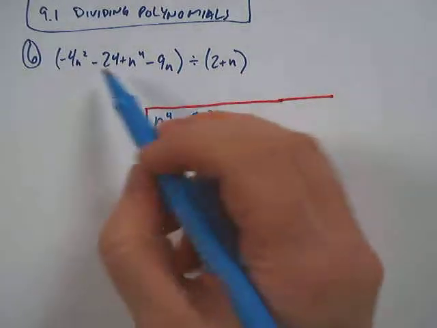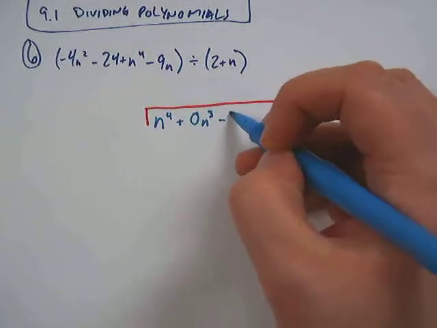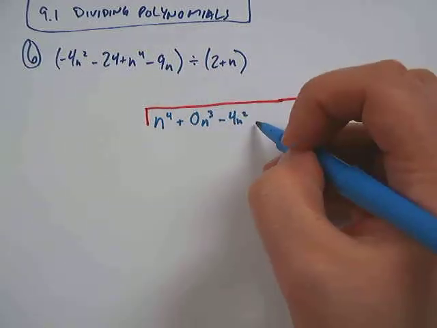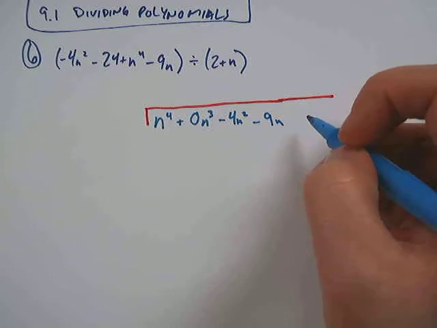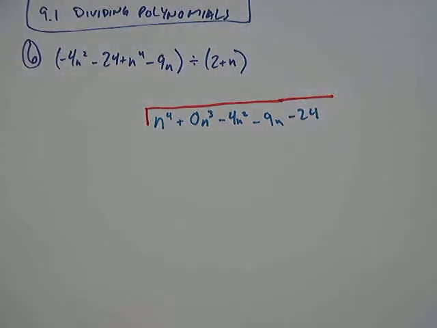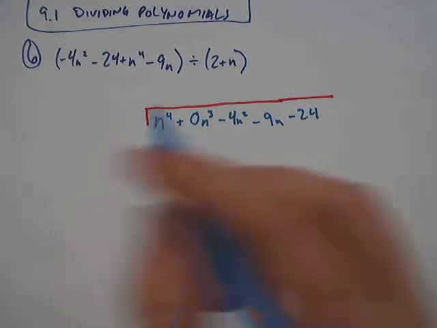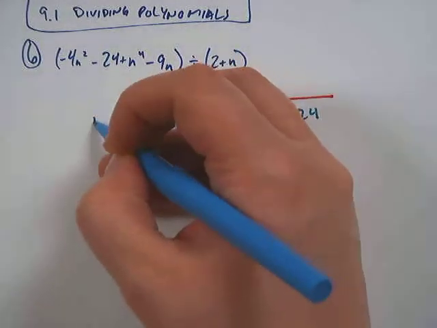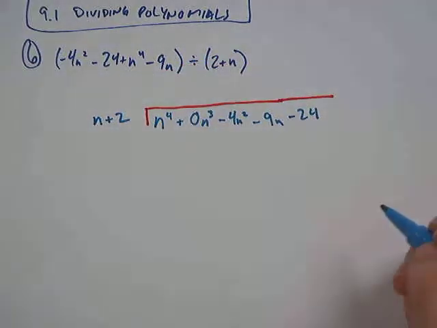And then we have minus 4n squared, minus 9n, and then minus 24. Okay. And then we also have 2 plus n, but that's also out of order. It needs to be n plus 2. Okay. So now we've got our problem all set up correctly, and we just have to use long division. So here we go.